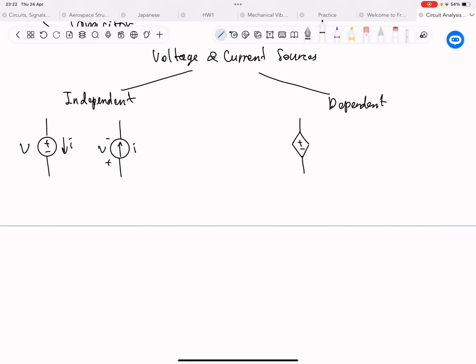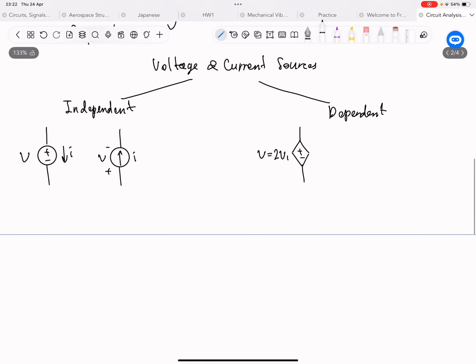The difference is that the voltage of this source will be a function of another voltage across some other element in a circuit. For example, let's write 2V1. So this is a function of the voltage across element 1. Before, the voltage was a number, a constant. But here, voltage is a function. That's why it's called a dependent source.